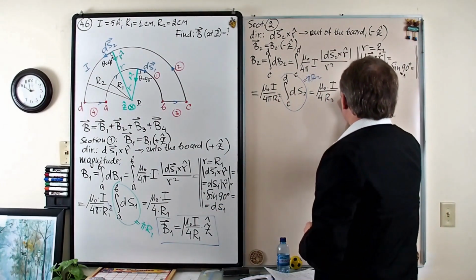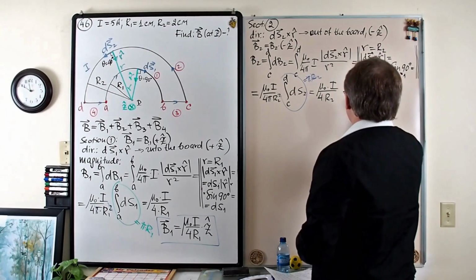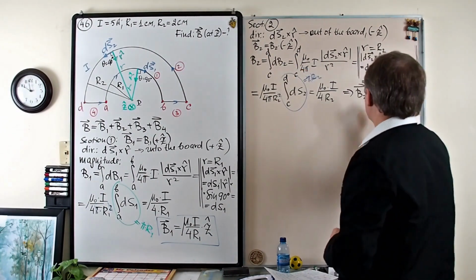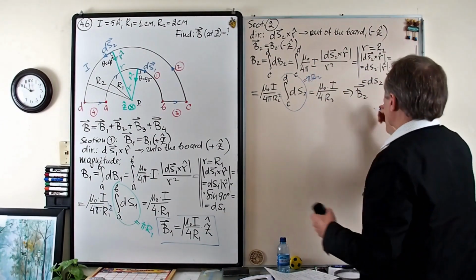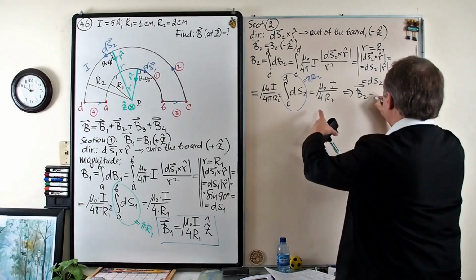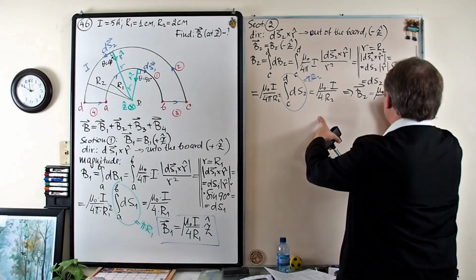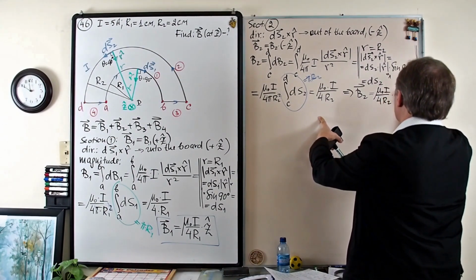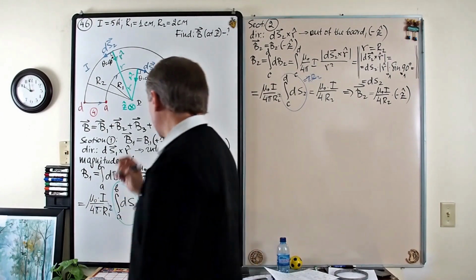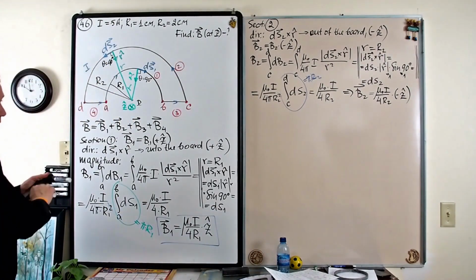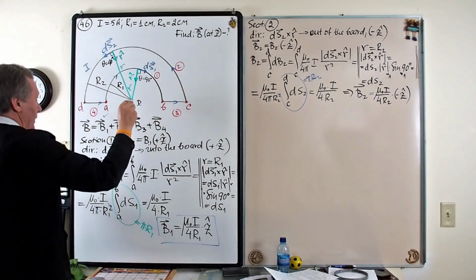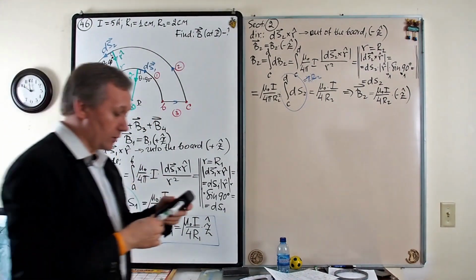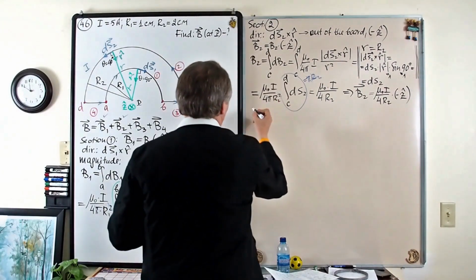So I can write b2 now in vector form. I just plug this in. I just want to write b2 in a vector form. So it will be mu naught I over 4 r2 and in minus z hat direction, out of the board. So now what we found is this. Now b3 and b4. So now let's look at sections 3 and 4.